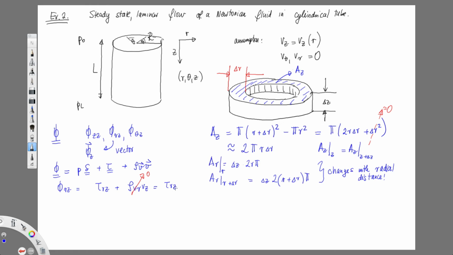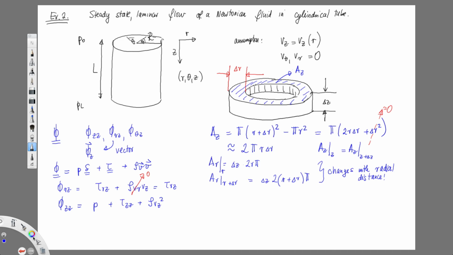Now what is phi ZZ? I actually have pressure P plus tau ZZ plus rho VZ squared. So now we know kind of what everything else is. I'm going to work with tau RZ when we get to actually solving for the velocity profile. Let's actually do the balance.